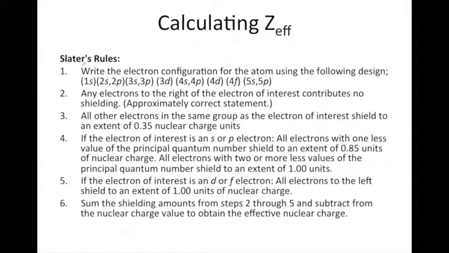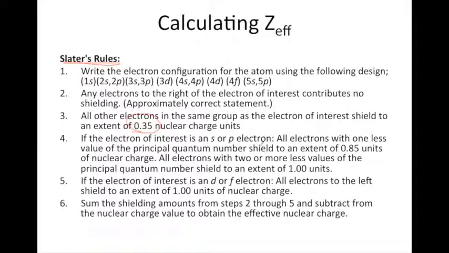So here are Slater's rules. They look pretty complicated, but they're not too bad. If you would, pause the video for a minute and read through them. Okay, let me point out just a couple of things. First of all, we want to assign a numeric value to each electron. Each electron in the valence shell will get a value of 0.35 nuclear charge units.